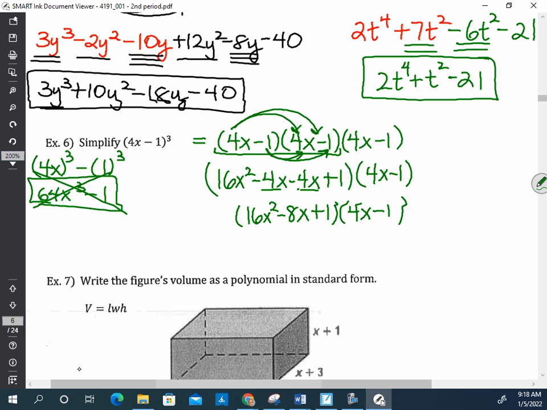Any questions so far? Again, it may seem like I'm going slow, but I'm also making sure that I don't miss anything, that I don't rush it, and that I do it correctly. Now that you've multiplied the first 2, you can take this and multiply it times the last one.